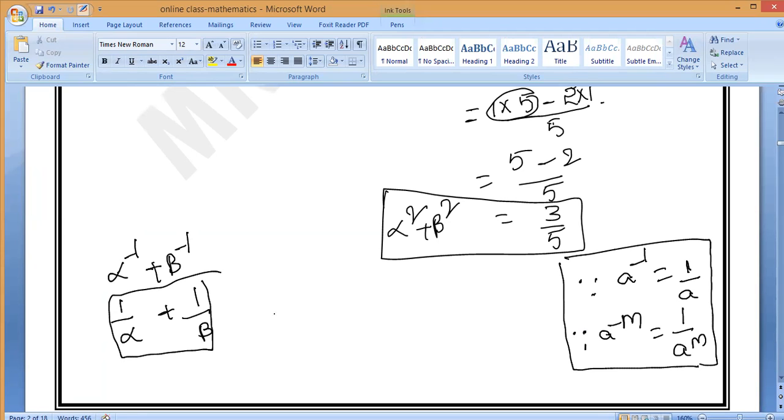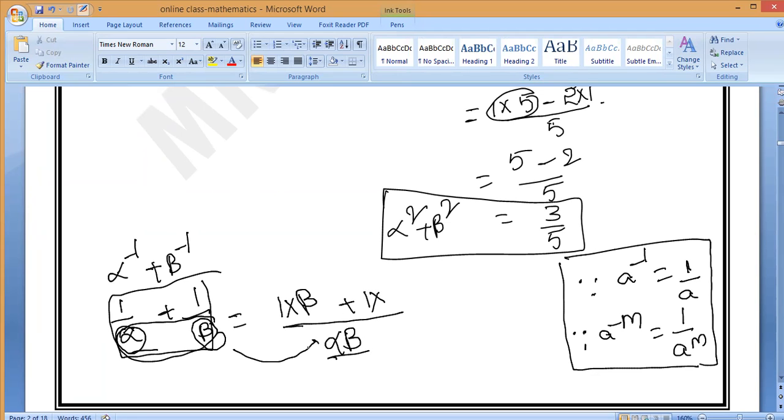Here we have to find this value. Take LCM. The LCM of alpha and beta is alpha into beta, correct? 1 into numerator: to get alpha into beta, how many beta times? 1 into beta plus 1 into alpha. So it becomes alpha plus beta by alpha into beta. Is it clear? Any doubt, ask me.